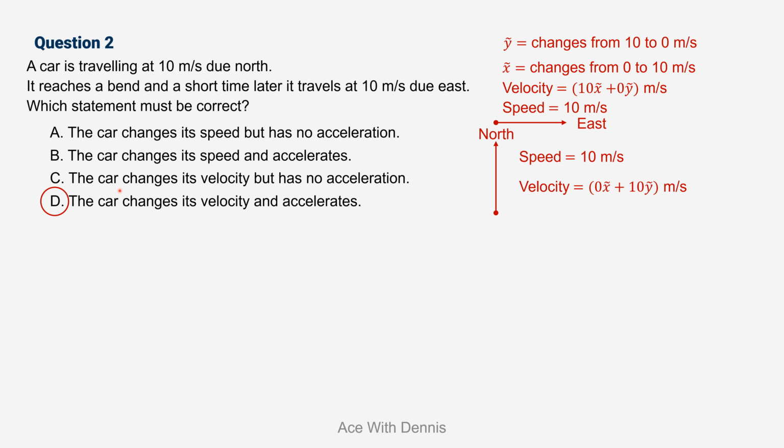C, the car changes its velocity but has no acceleration. Okay, so this is similar to option A. Since it changes the velocity, it must have an acceleration. For D, the car changes its velocity and accelerates. As you can see here, the velocity has changed, and if you have a change in velocity, there must be an acceleration.